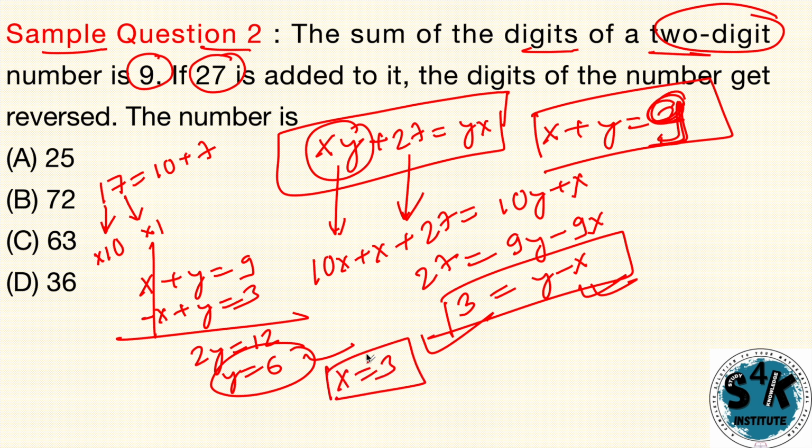Okay, so initially what was the original number? The original number was xy. So the xy value is 36. So the answer to your question is D. Okay, so these were the sample questions that were given in the book.